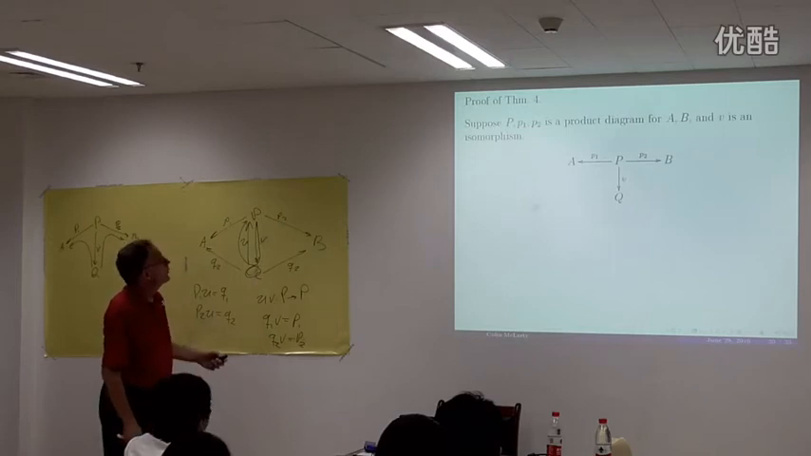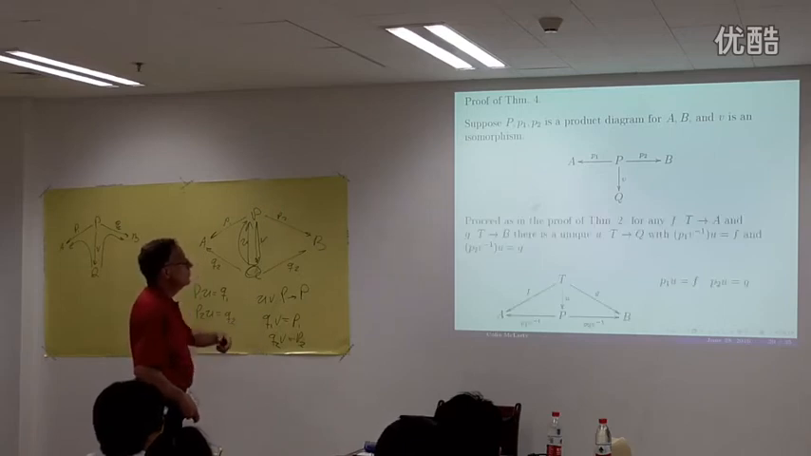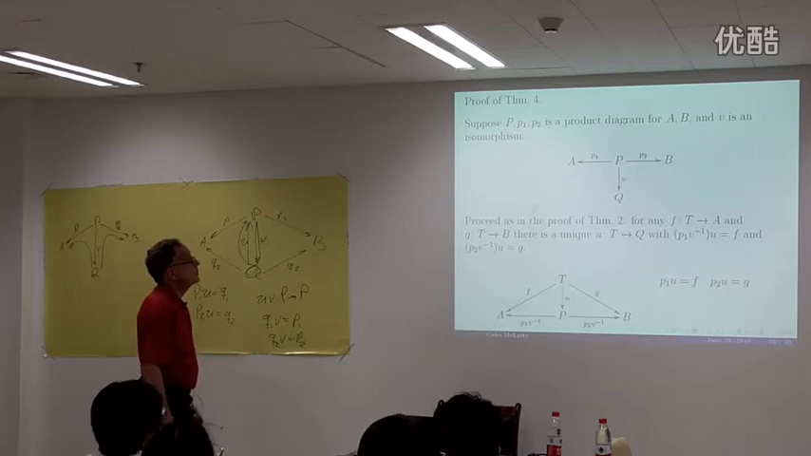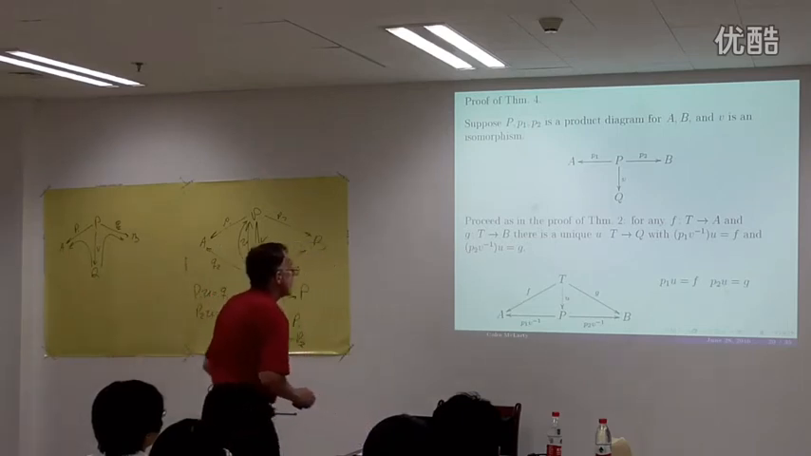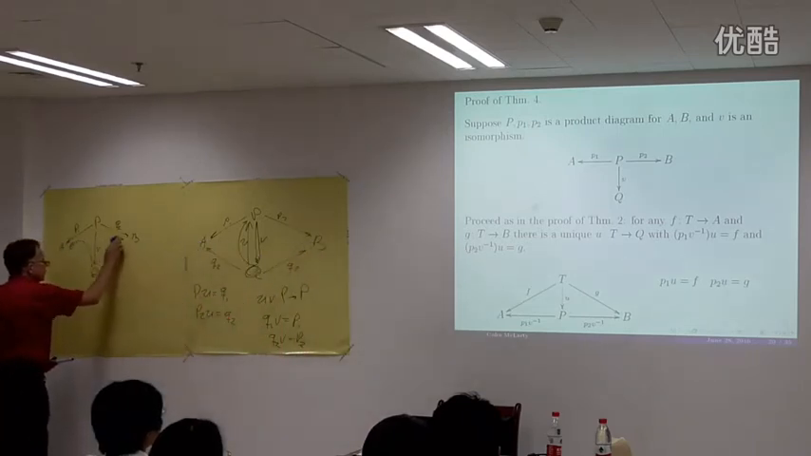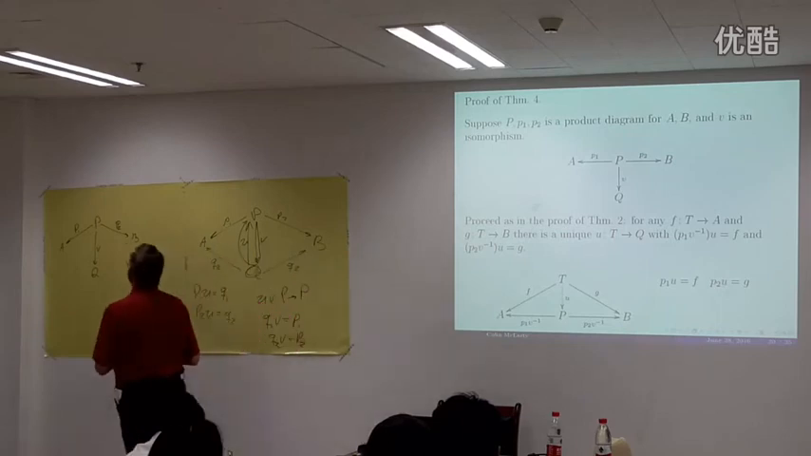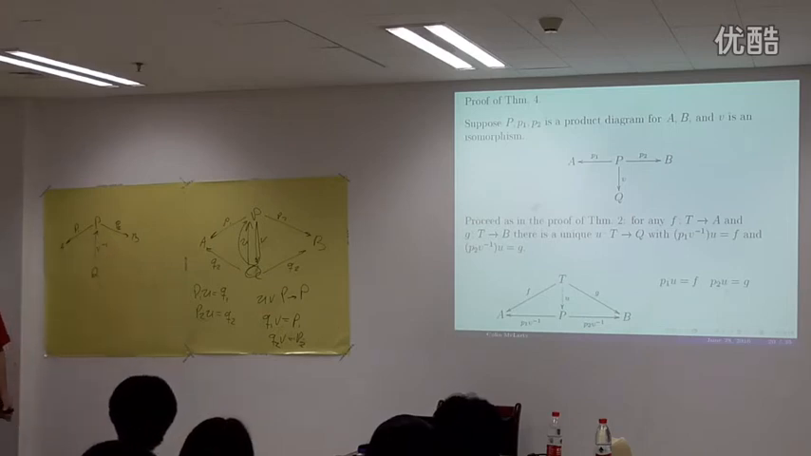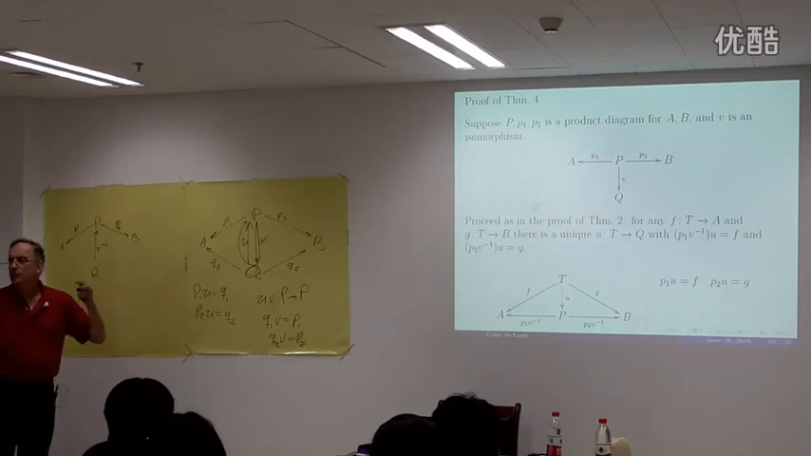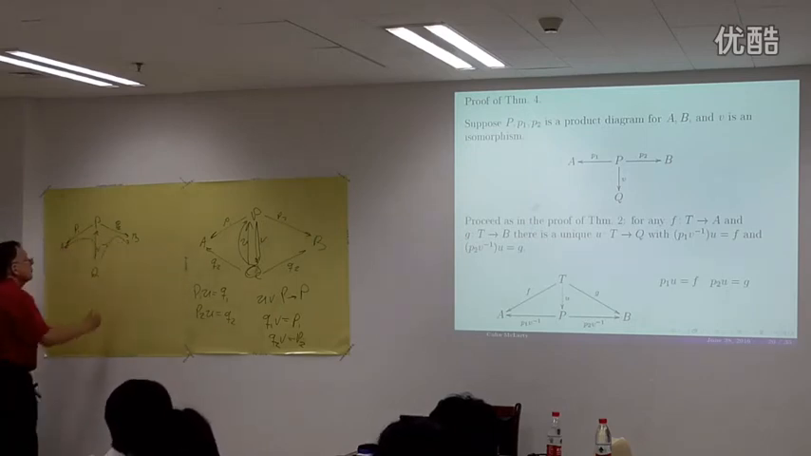Proof of Theorem 4, suppose P1, P2 is a product diagram and U and V is an isomorphism. Well, you do the same thing as we did in theorem 2. Once you know that V is an isomorphism, you know it has an inverse. Again, this is sort of constructive. It's the definition of an isomorphism that it has an inverse. Not exactly constructive, because it might be hard to find that inverse. But we stipulated that it has an inverse. And now I'm claiming this composite is also a product.